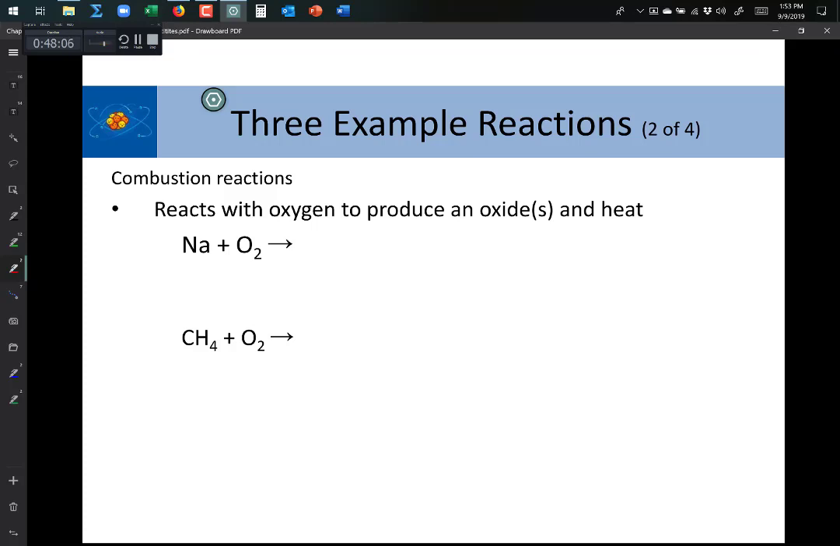So that bottom one is a hydrocarbon problem, right? Reacts with oxygen, right, and produces carbon dioxide and water. So we're going to write CO2 and water.